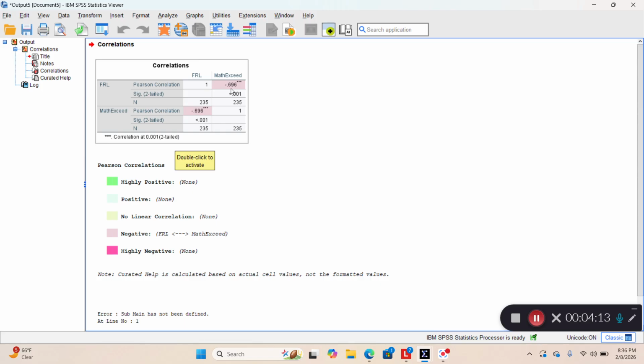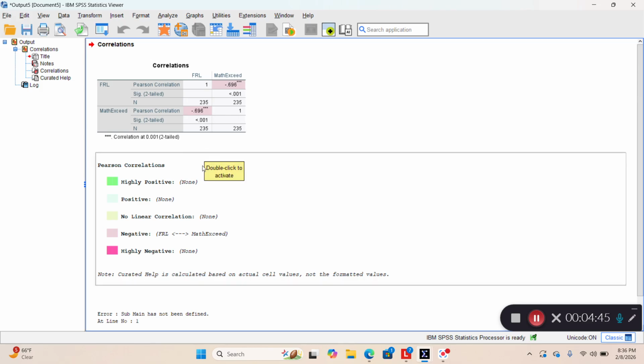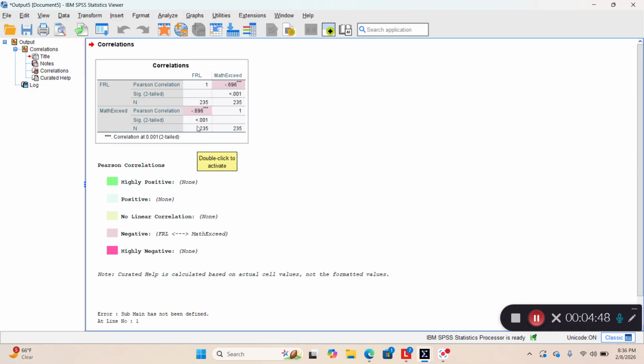Just to talk about that number, the 0.696. A low number would be 0.1 to 0.29, which we would call weak, so it's a weak relationship. A 0.30 to a 0.49 is going to be a moderate relationship, and then 0.50 and above is strong. As you can see, we obviously have a great significance in this relationship between free and reduced lunch and math exceeds.